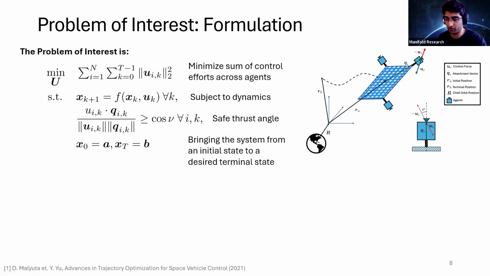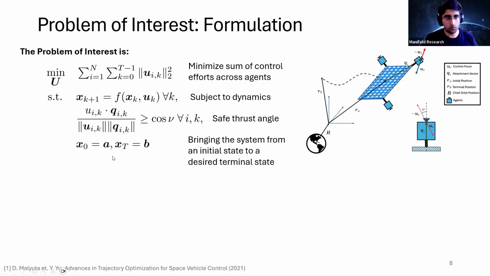So formally, the problem of interest is as follows. The objective is to minimize the sum squared cost over this entire U vector. This represents the fuel cost of the scenario while respecting the dynamics of the situation and our thrust angle constraint. So this constraint is saying that the pointing of your thrust must be aligned with the agent. And this is our thrust angle constraint that we covered earlier, while taking the payload from state A at time 0 to state B at time t, where states A and B are your desired initial and desired terminal states of the system.